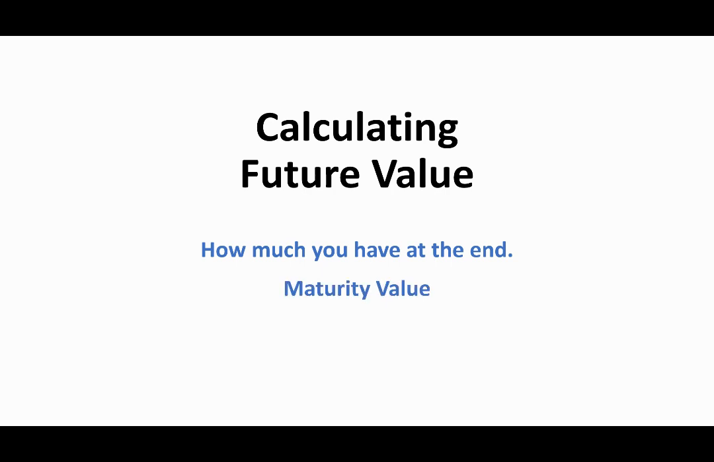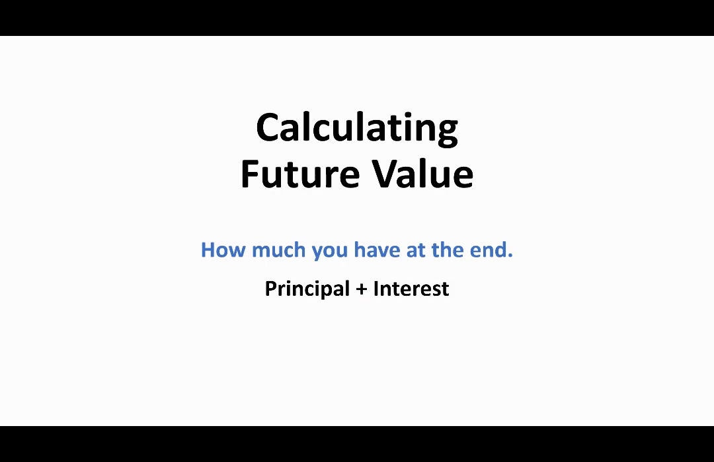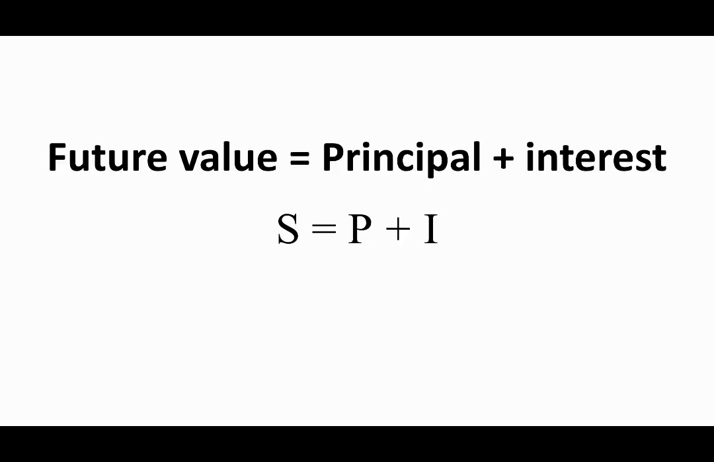So that value in a year's time with the interest included is called the future value. And yeah, how much you have at the end. It's also referred to as the maturity value. So it's the principal plus the interest, as I just explained. So this is what I was trying to get to.